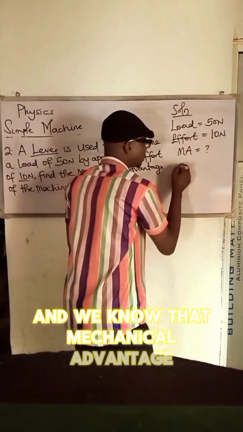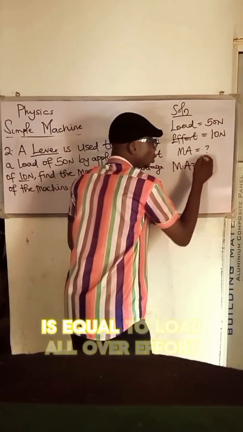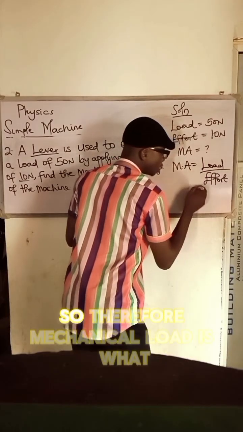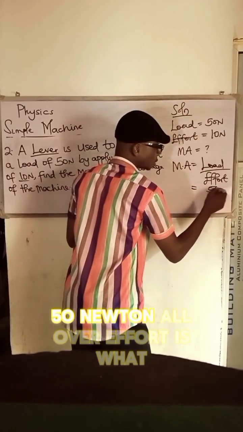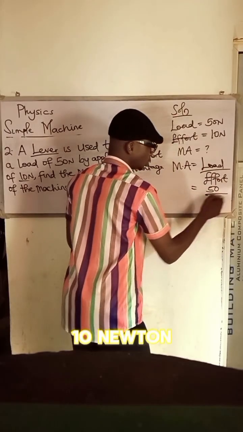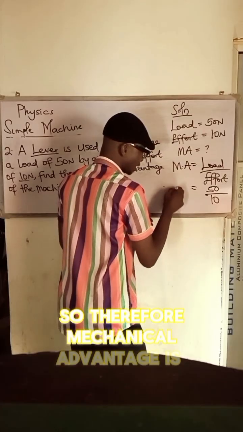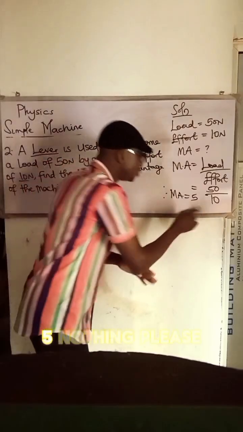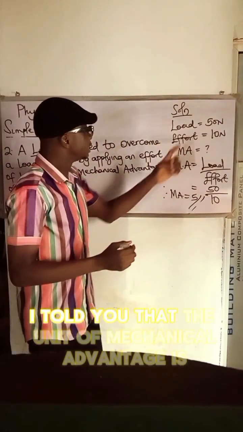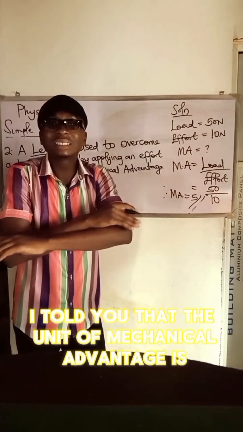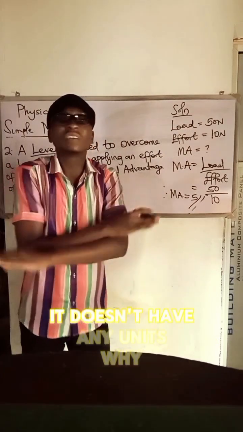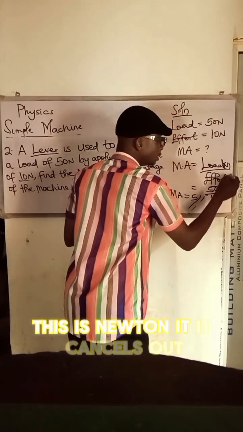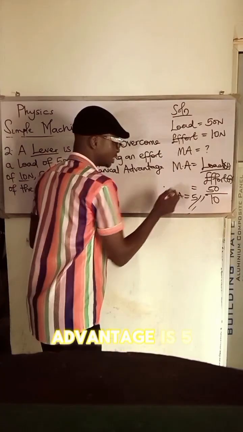And we know that mechanical advantage is equal to load all over effort. So therefore, load is 50 Newton, all over effort, 10 Newton. So therefore, mechanical advantage is equal to 5. 5 what? Just 5, nothing. Please, I told you that the unit of mechanical advantage is dimensionless. It doesn't have any units. Why? Because Newton over Newton cancels out. Please take note. So the mechanical advantage is 5.